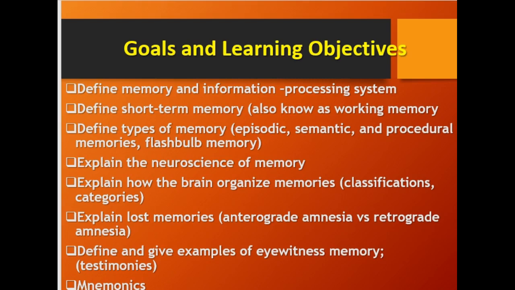brain organizes memories, explain lost memories, amnesia, and the various types, define and give examples of eyewitness memory and testimony and the significance of that. And finally, we'll discuss mnemonics, which are those little memory tricks that help us learn information.